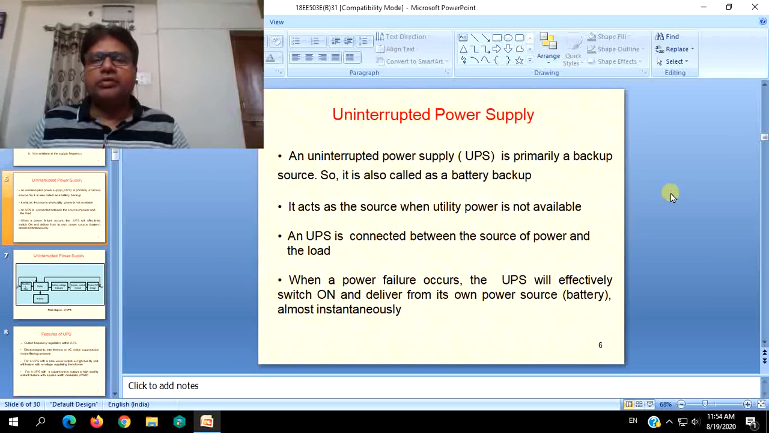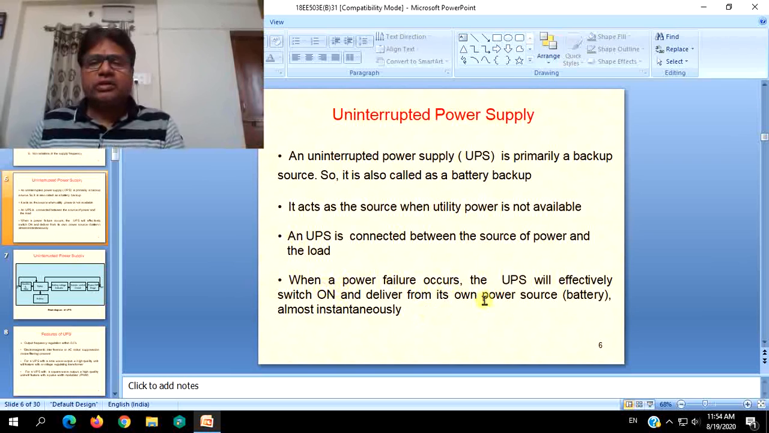We will be mainly focusing on passing the main supply, that is single phase or three phase AC, to the actual load, either as it is straight away to the load or via the battery when the source is not there. So it acts as the source when utility power is not available. And how will it be done? We will be discussing that. The UPS is connected between the source of power, which is your utility supply, and the load. So the UPS is nothing but the intermediary power source.